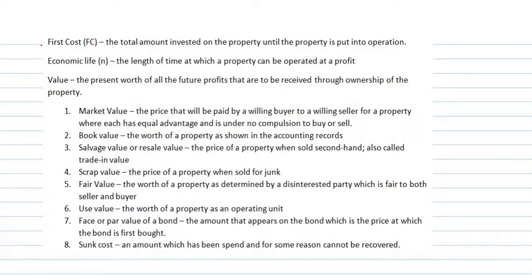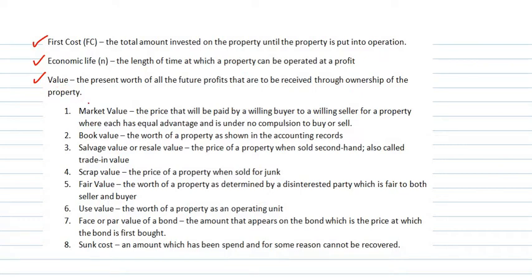And then we also have what we call the economic life. We usually designate this as letter N. Economic life is the length of time at which a property can be operated at a profit. And then we also have value. We have to define what value is. In engineering economy, this is the present worth of all the future profits that are to be received through ownership of the property.